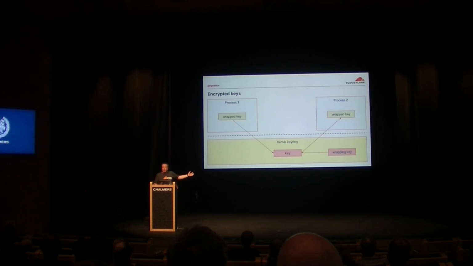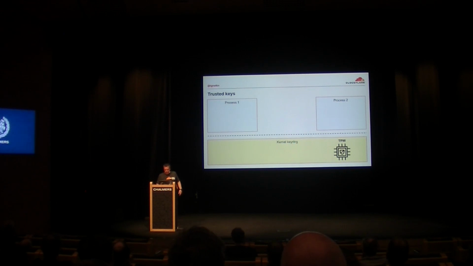But you can see the problem here, right? The chicken and egg: how do they get the wrapping key inside the kernel? Well, one way you can do it is to replace the wrapping key with the TPM. Again, you have the wrap key, it's called a trusted key. You insert it in the kernel, the system uses the TPM to unwrap it, and when you try to read it back, it will be wrapped again.